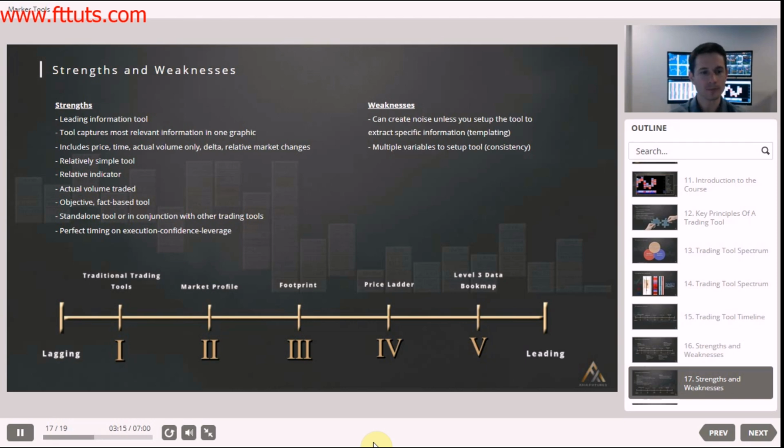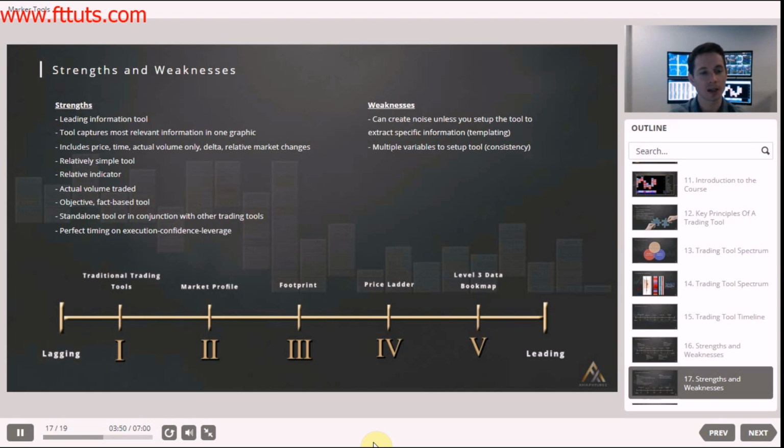Rather than waiting for all that buying to be represented by, say, a candlestick, and then we've missed the buy opportunity. Then, the tool captures the most relevant information in one graphic, and that's very important. Like I said, one of the weaknesses is there's a lot of information, but if you set it up correctly, the tool can capture all that information in one simple graphic, and that graphic is simply color-coded. We have two colors, blue and red, and 3 different shades, and all that information boils down to 2 colors and 3 different shades. And that for me is unique.